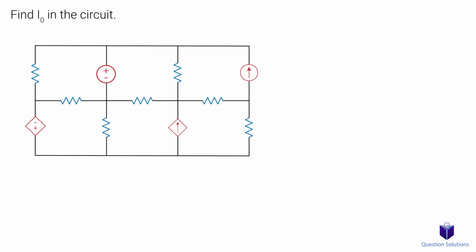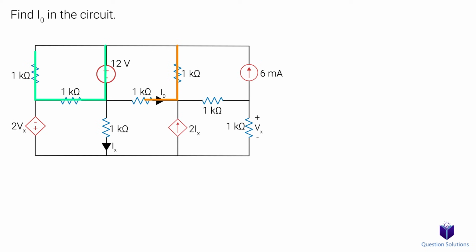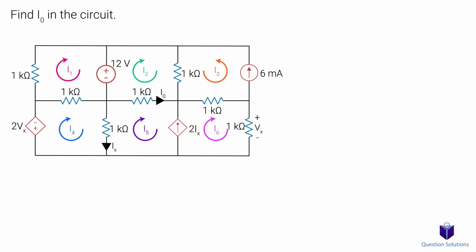Let's take a look at one last example where we need to figure out I0. We see there are 6 meshes, so we need 6 equations. We can pick all of the mesh currents to go clockwise except for mesh current I3. That one will go counterclockwise, so it matches with the current source. We can see that this current source is not shared between branches, so I3 is equal to 6 milliamps. That's our first equation. We can also write an equation for the dependent current source. We see that I6 goes in the same direction as the current source, but I5 opposes it.